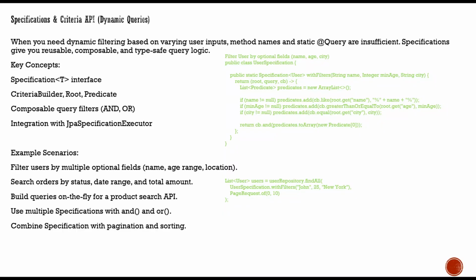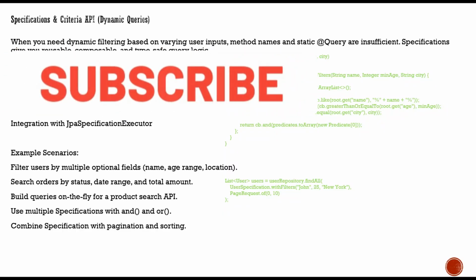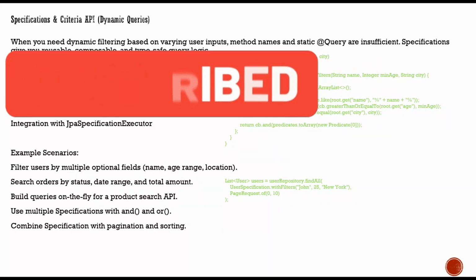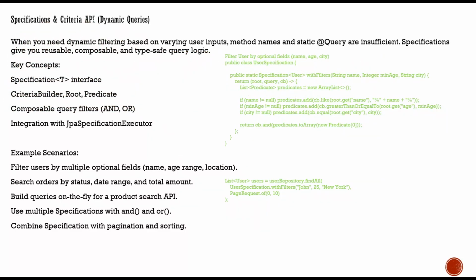Now under this there is a Specification interface, the CriteriaBuilder, Root, and Predicate. There is also a composable query like filter. You can use and or or. Integration with JpaSpecificationExecutor. Now what are the scenarios basically? Let's say you want to filter the users based on multiple optional fields, say name, age range, or location. Other scenarios are like you want to search orders by status, date range, or total amount.